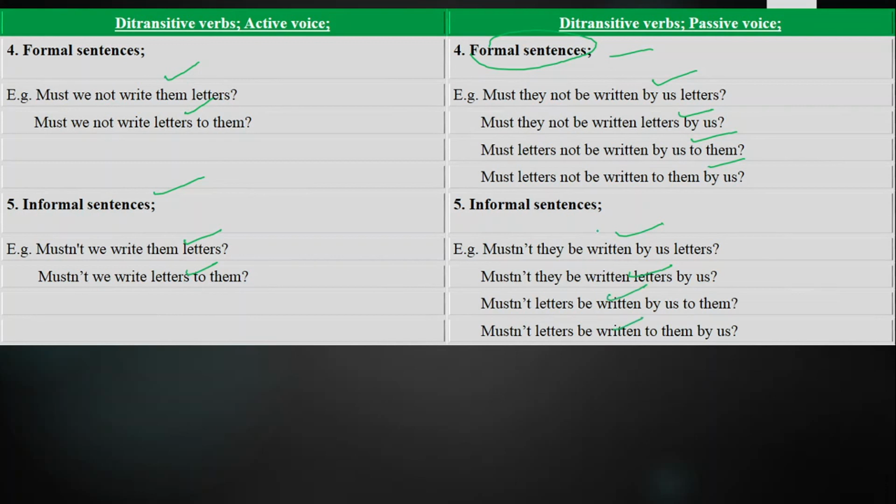So these are the formal and informal sentences of modal auxiliary verb must and ditransitive verb write from active voice into passive voice in 4 ways.